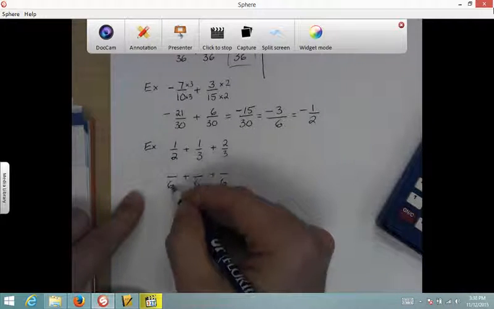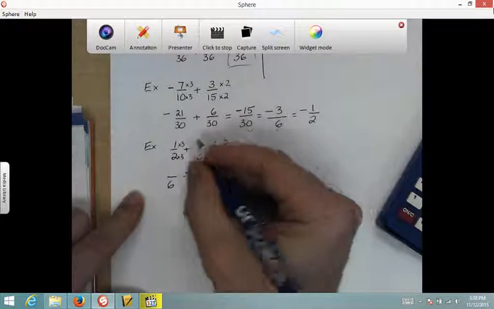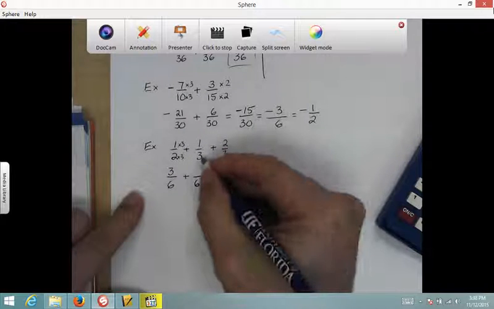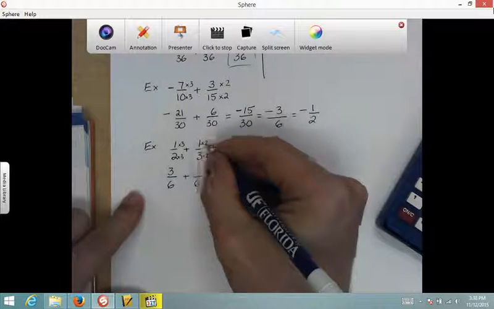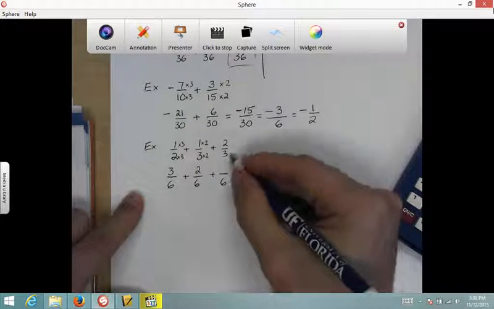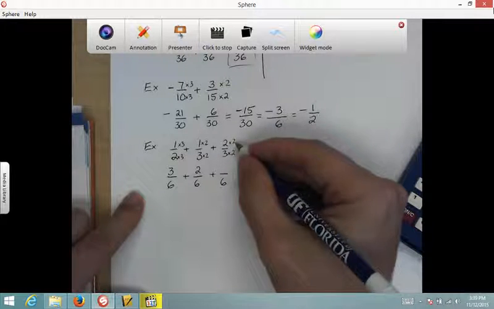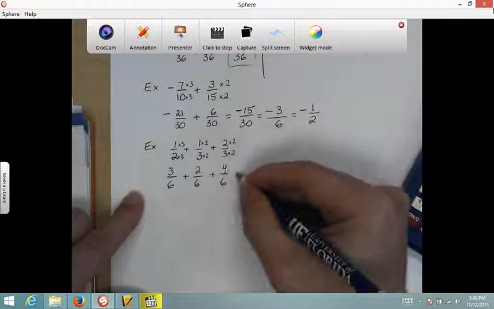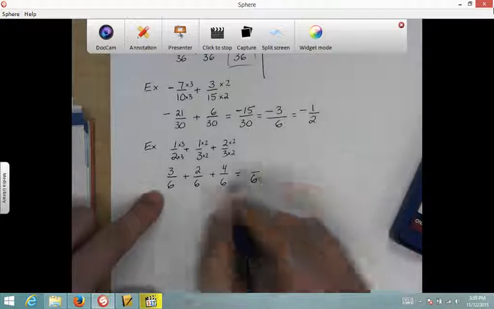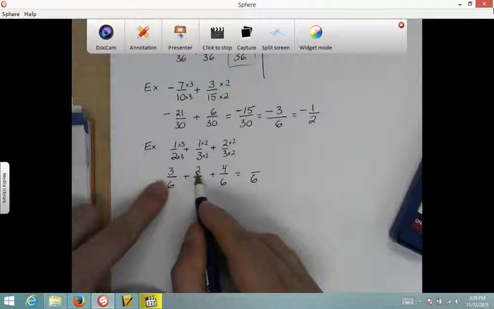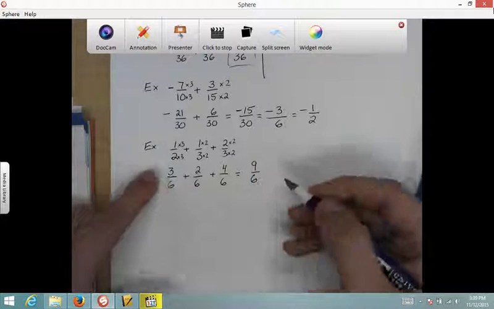Well, 2 times what equals 6? 2 times 3. And if I multiply by 3 there, I have to multiply by 3 here. 1 times 3 is 3. 3 times what is 6? 2. And if I multiply by 2 there, I multiply by 2 here. 1 times 2 is 2. And 3 times what is 6? 2. If I multiply by 2 down there, I multiply by 2 up here. 2 times 2 is 4. So now I just add this all up. My denominator is 6. On top, 3 plus 2 is 5. Plus 4 is 9.